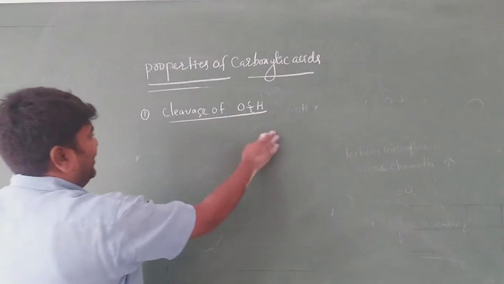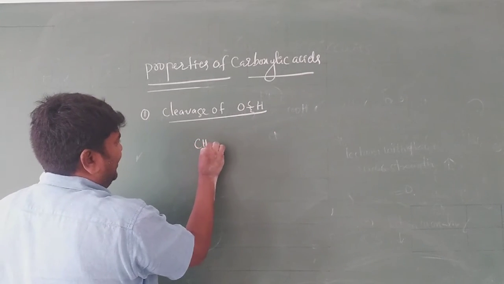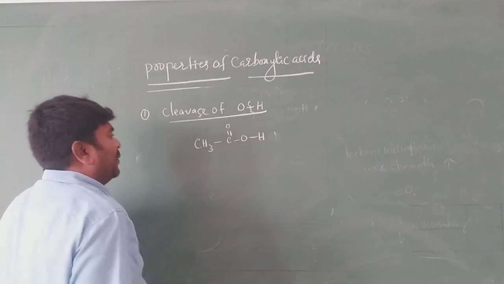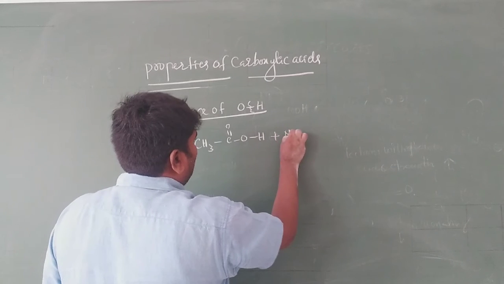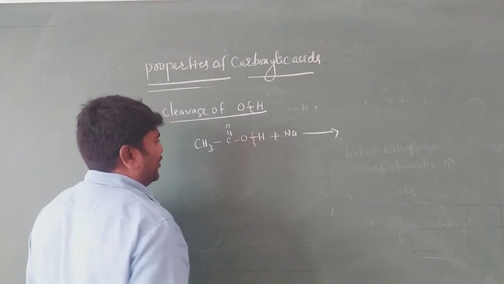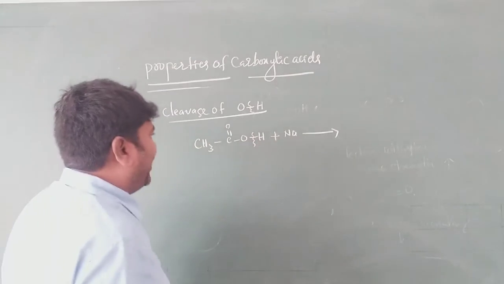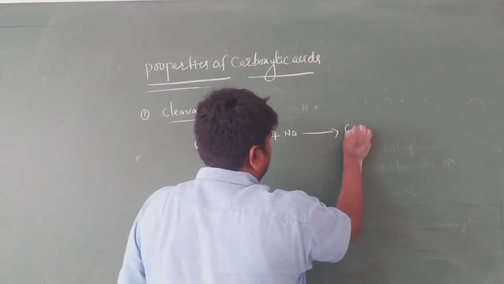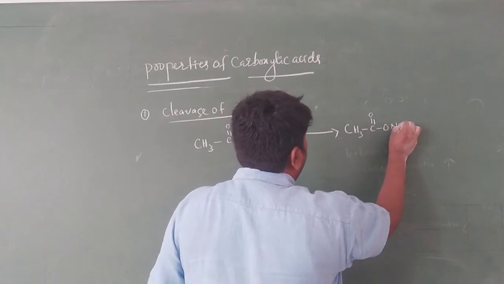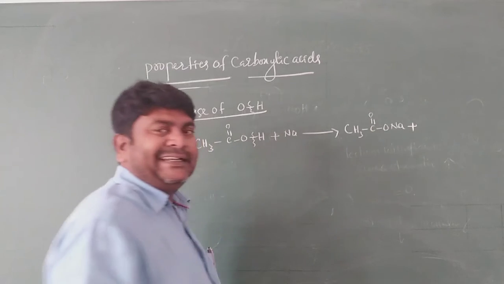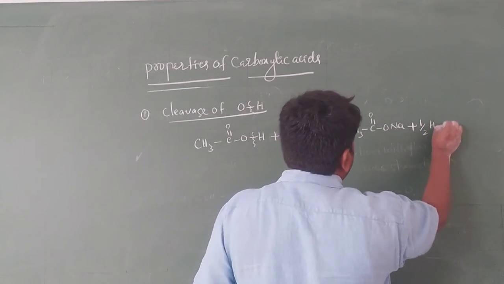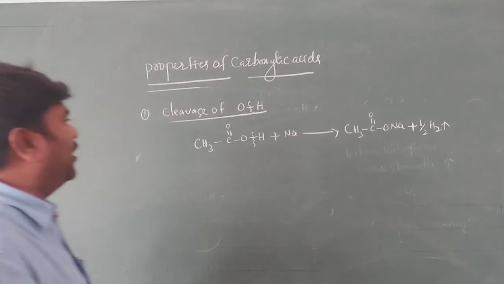If you take CH3, C double bond O and OH reacting with sodium metal, what happens here? Cleavage occurs at this bond, and the H place is occupied by Na, giving CH3, C double bond O, ONa. It is sodium acetate, a salt, and half H2 gas is liberated.